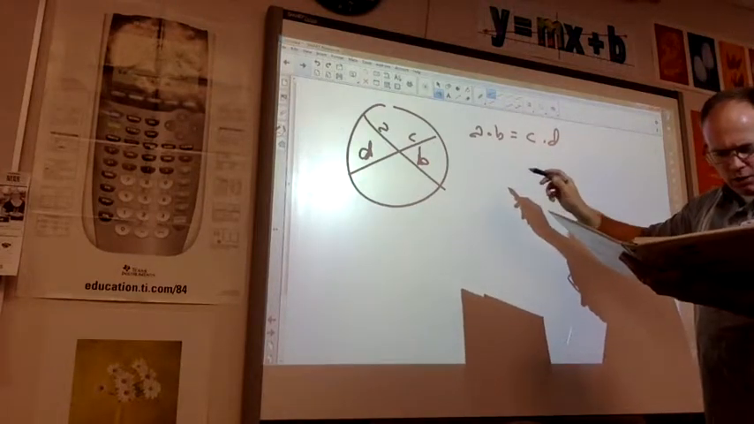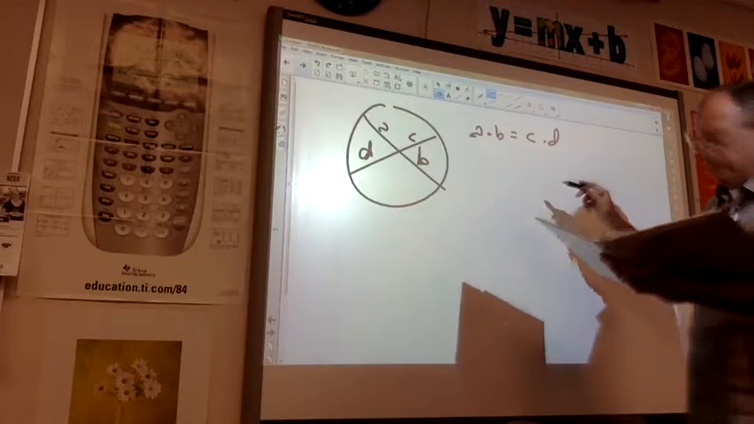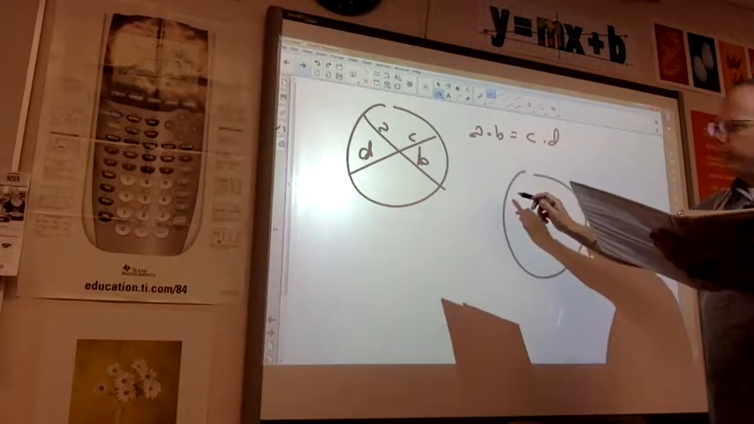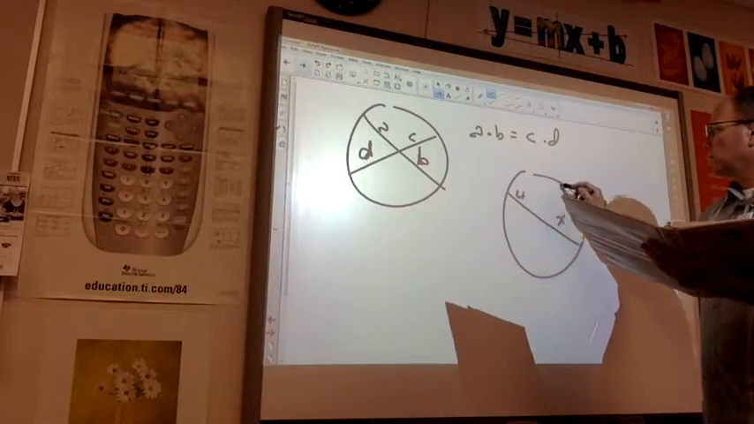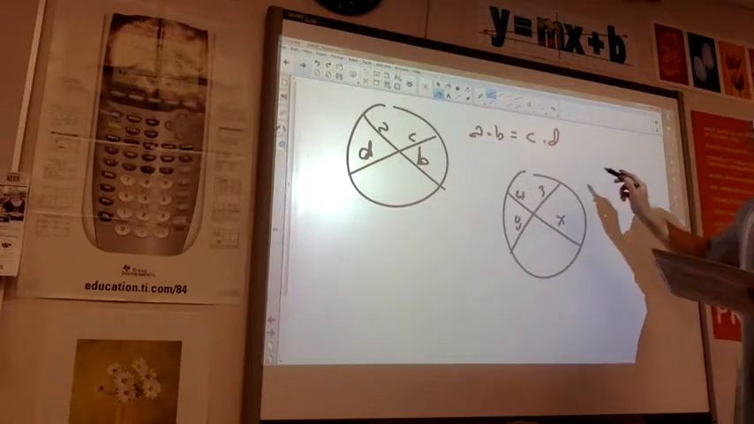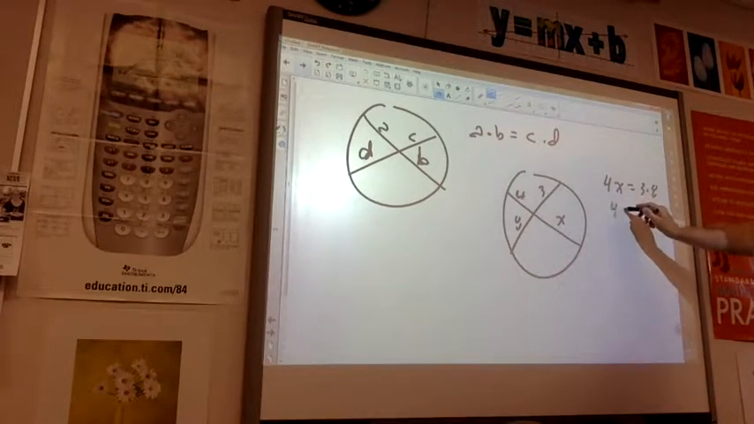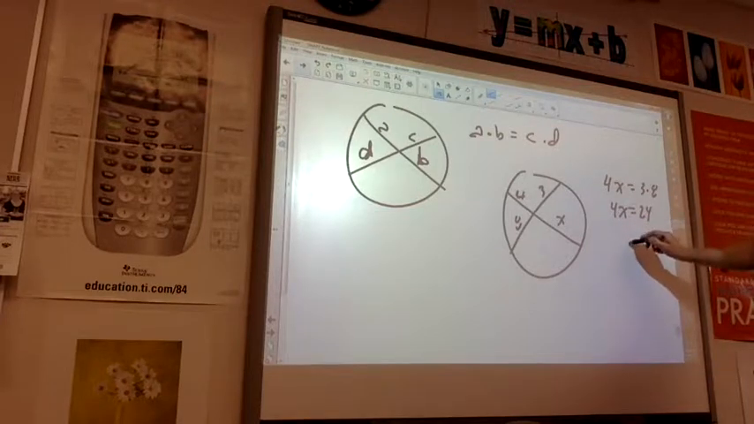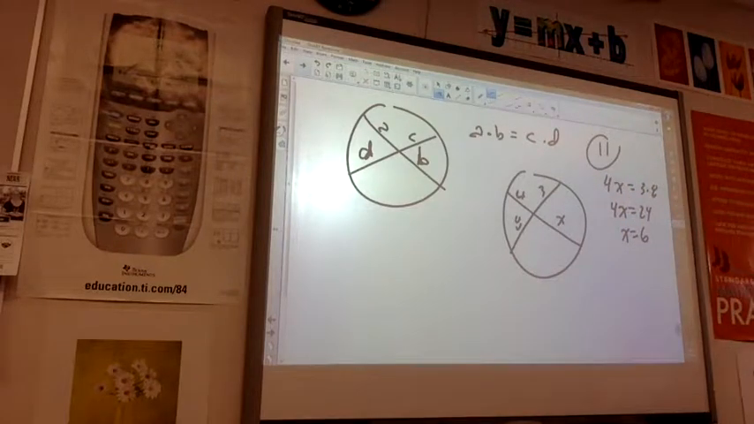So if that's 4 and that's X, here's the other one. That's 3 and 8. I can go 4 times X equals 3 times 8. So 4X equals 24. So X equals 6. So that was number 11. Number 6, yeah. Sweet.